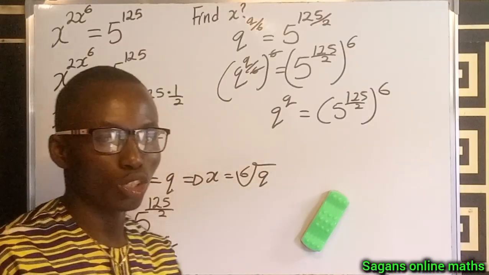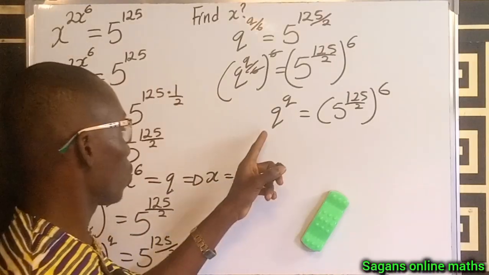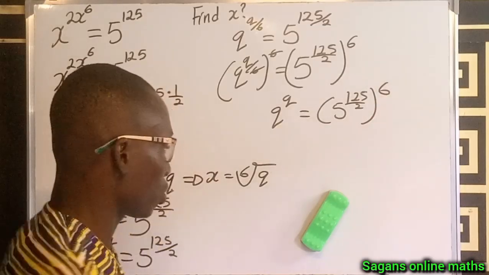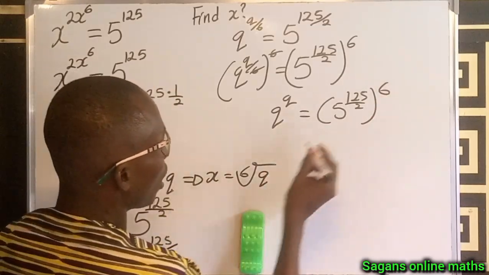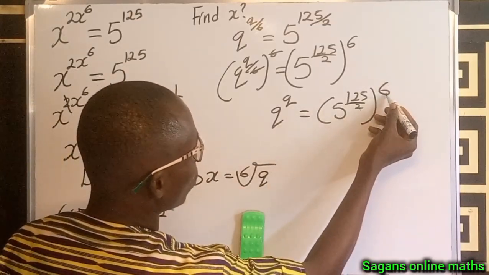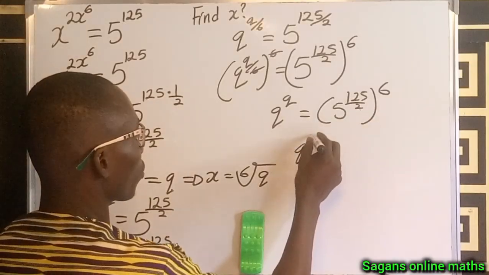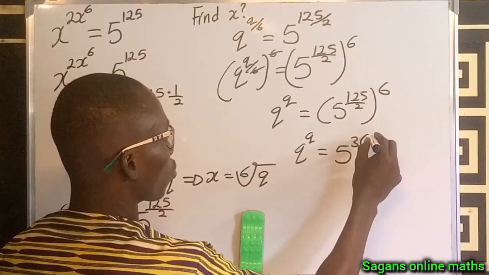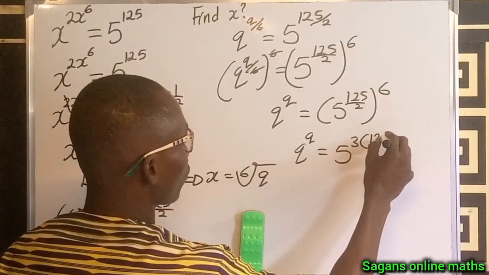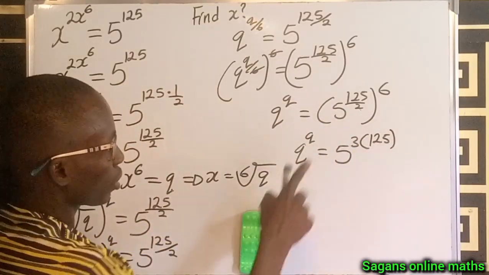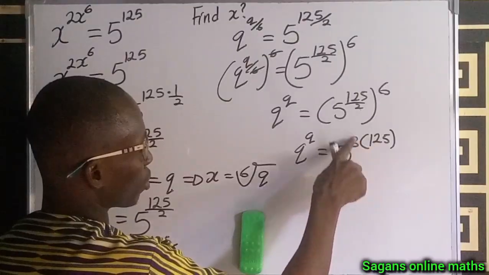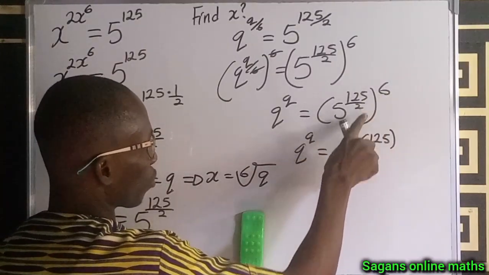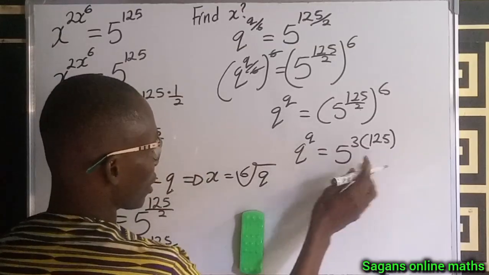At this point, I'm going to do something very amazing, because here the base q must also be equal to the power. Pay attention. Now, 2 divided by 6 will give us 3. So q to the power of q is equal to 5 to the power of 3 into 125. Okay? Because 6 divided by 2 will give us 3.